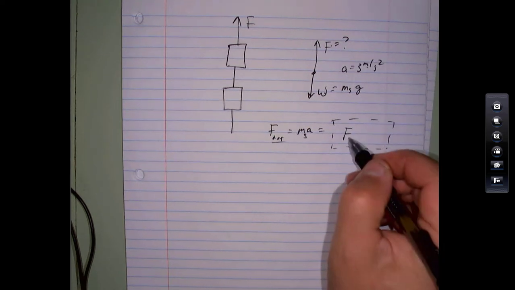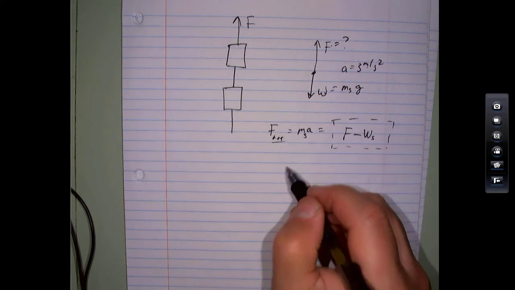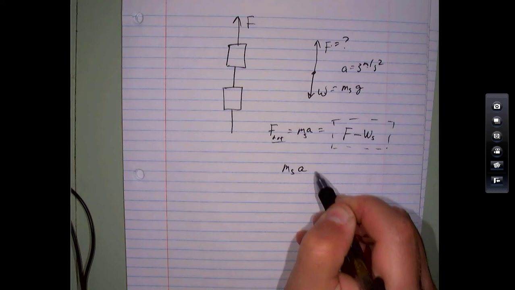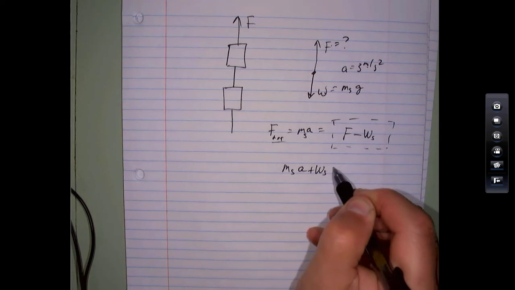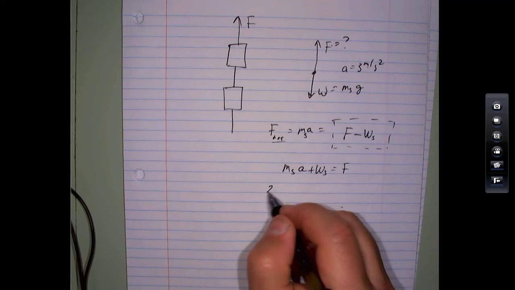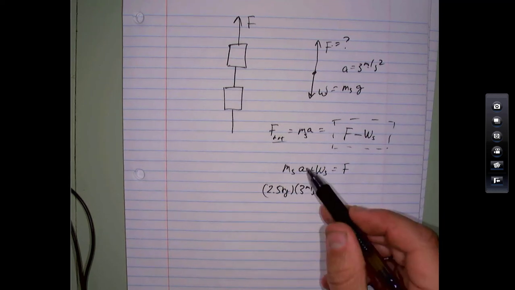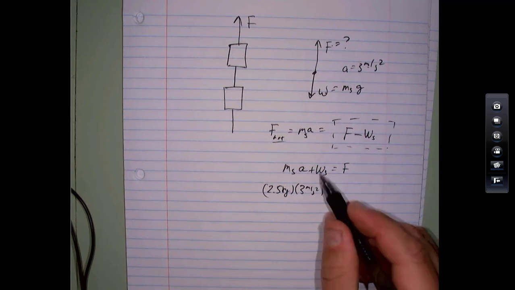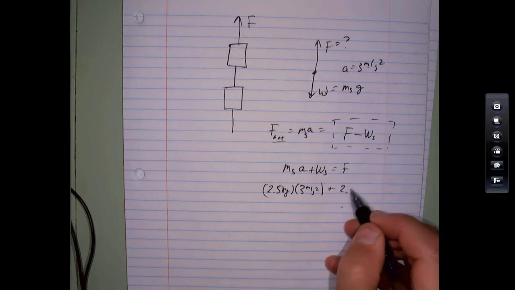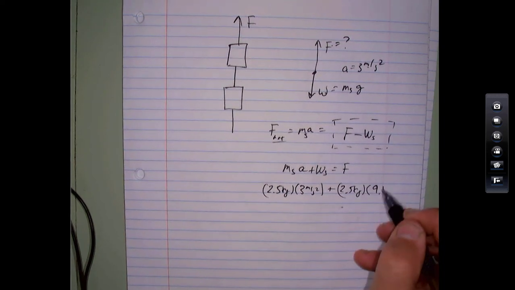Okay, so that's the force that's up minus the weight of the system that's down. So mass of the system times A plus the weight of the system. That's what this outside generic force is. So we've got 2.5 kilograms times 3 meters per second squared, m times A, plus the weight. So the weight is the mass, 2.5 kilograms times 9.8 meters per second squared.